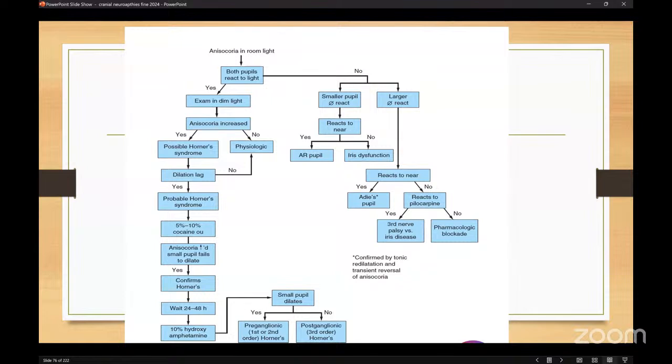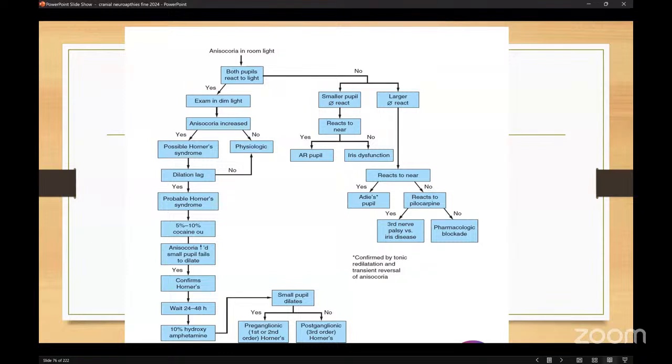So if the pupil remains dilated in bright light, that pupil is problematic. It is because of third nerve, ADS pupil, or pharmacological blockade. So how do you differentiate between these three? You check accommodation. If the accommodation reflex is preserved, then it is ADS pupil.